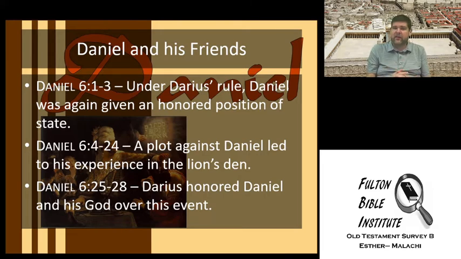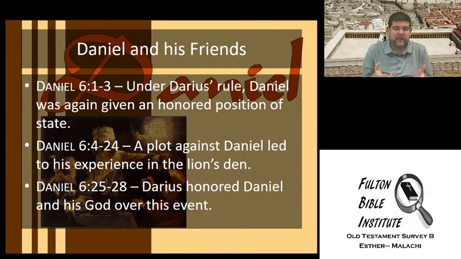Again, Daniel's in his 80s at this time. There is in chapter 6, verses 4 through 24, a plot against Daniel. This leads to his experience in the lion's den. Remember, they make a law that you can't worship, pray, or honor any god other than the king. And remember, the government officials convinced the king this is a great law because they want to worship the king.